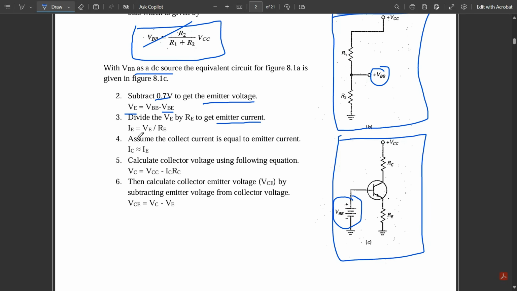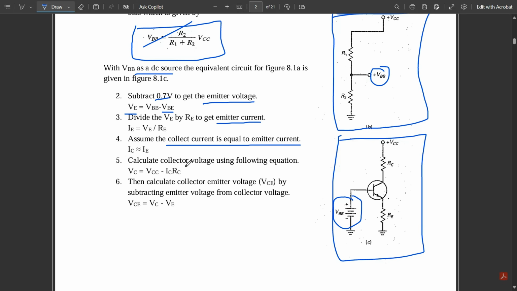Okay. So the next step is assume that the collector current is equal to the emitter current. So this is the fourth step you need to be remembering, that is assumption of the collector current. Collector current would be equal to the emitter current. It would be somehow equal. So from this you could be finding even the collector current. When you get the emitter current, that would be somehow equal to the collector current. So you see here IC is nearly equal to IE. So this is the fourth step.